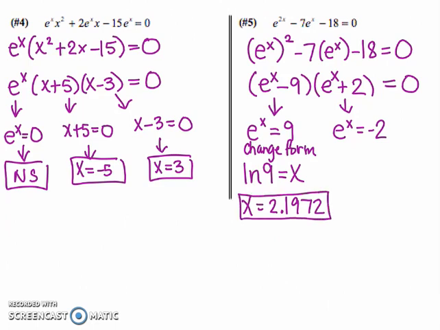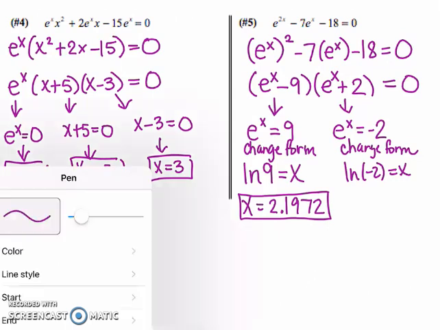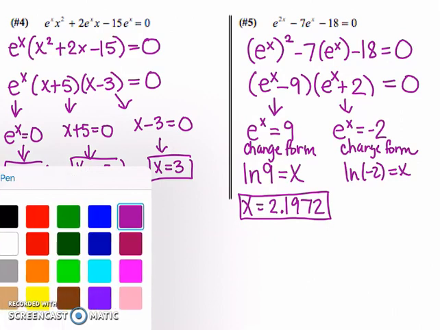My other equation, e to the x equals negative 2, I could change form, right? Then this would become ln of negative 2 equals x. But there's a problem here, right? You can't take the log of a negative number. We've talked about that before. And this is because if you think about the equation in exponential form, this is saying e to some power equals negative 2. Okay, we just talked about this a second ago.